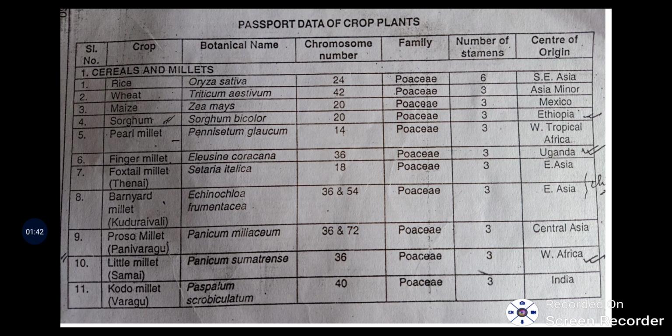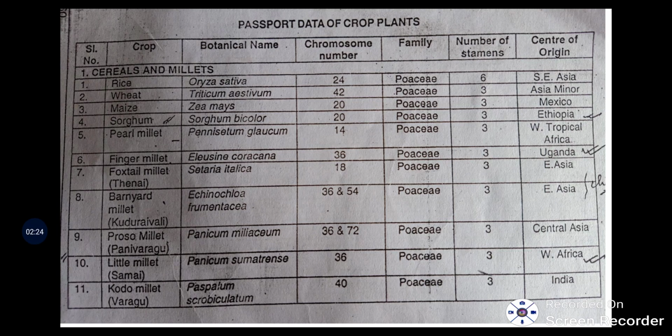Next is maize. Botanically, Zea mays has chromosome number 20, number of stamens 3 and center of origin is Mexico. Sorghum, botanically Sorghum bicolor, also has chromosome number 20, 3 stamens and the center of origin is Ethiopia. Pearl millet, scientifically Pennisetum glaucum or Pennisetum americanum, has chromosome number 14 and 3 stamens, and the center of origin is Africa, or Western tropical Africa.